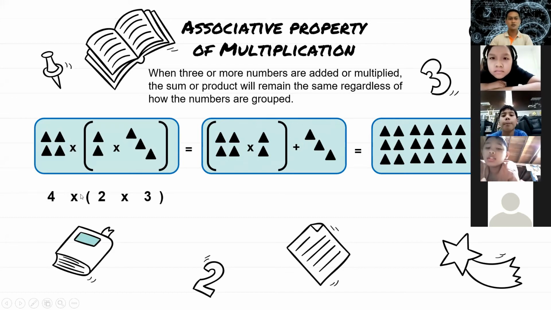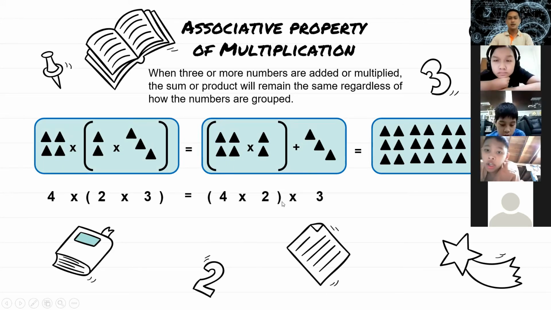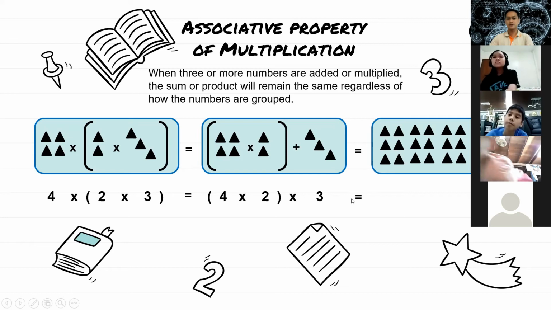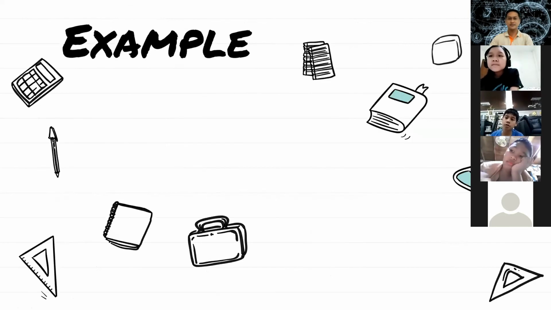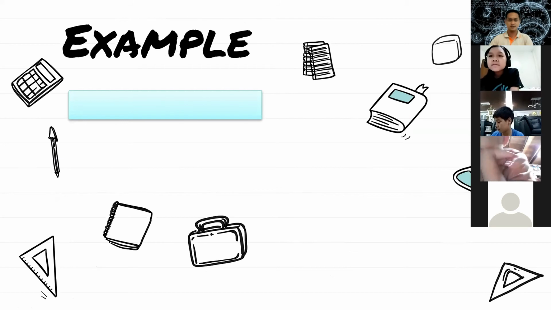So 4 times 2 times 3. We group this part, we separate 4. Next, here in the next group, we separated 3. So what is our answer? 24. Very good. Here is another example.